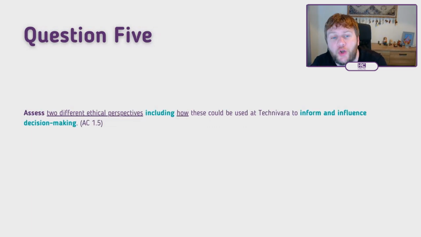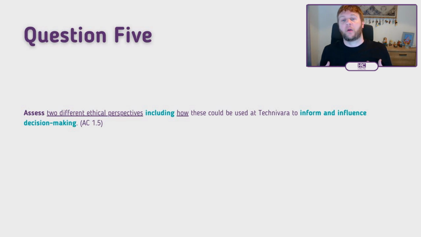Question 5, assess 2 different ethical perspectives, including how these could be used at Technivara to inform and influence decision making. When you come at things from an ethical perspective, you need to think, okay, well, what are my ethics? What are the organization's ethics? What are the industry ethics? And there are ethical perspectives from multiple different ways.